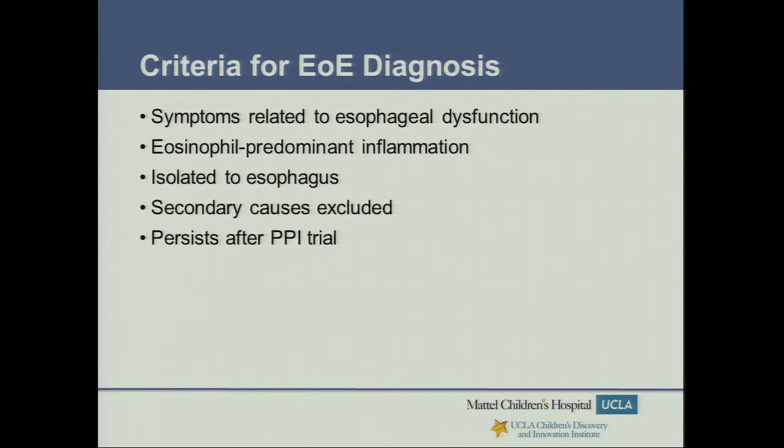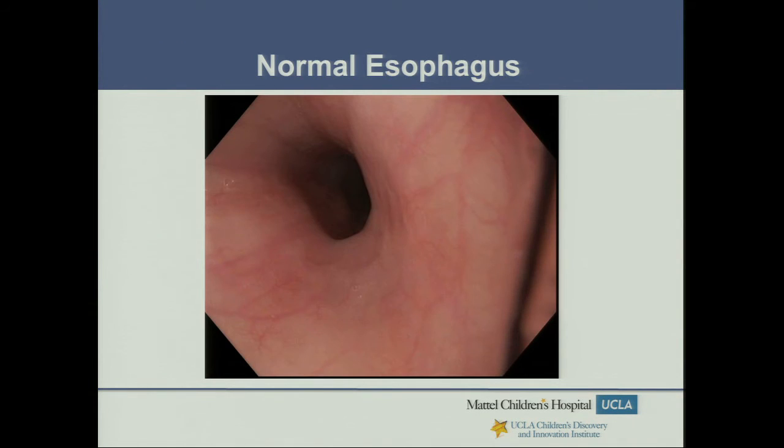So just to make sure that's clear in everyone's mind, these patients have to have symptoms related to esophageal dysfunction, an eosinophil predominant inflammatory infiltrate in their esophageal biopsies. This needs to be isolated to the esophagus, secondary causes need to be excluded, and it needs to persist after a PPI trial. And once you meet those 5 criteria, you have EoE.